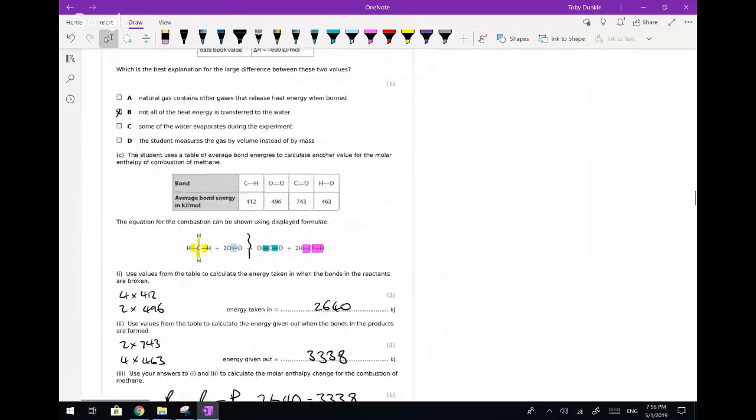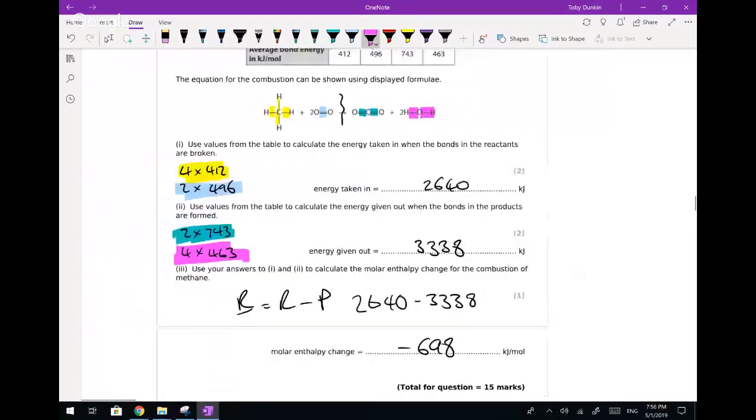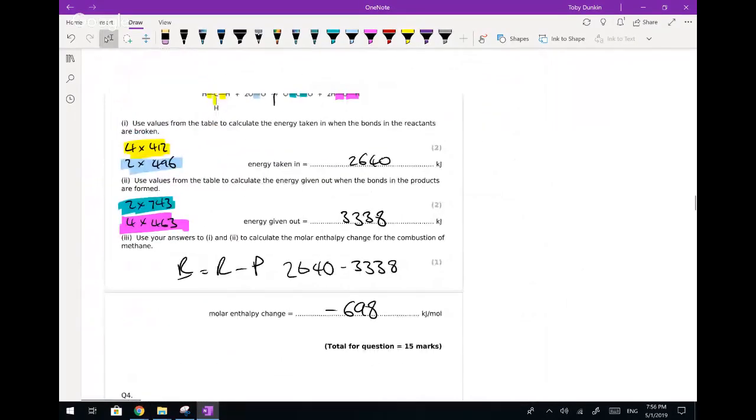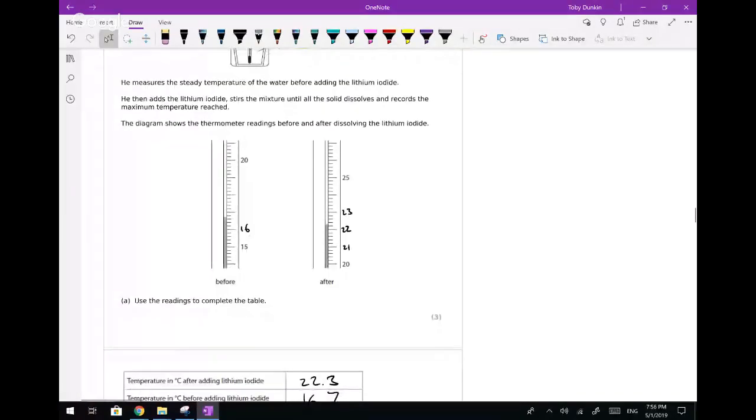Next, another one, work out your bond enthalpies. Nice way to color code them. There's your 4 carbon hydrogen bonds. There's your 2 oxygen double bonds. Then you've got your carbon oxygen double bonds there. You've got your 4 oxygen hydrogen bonds, remembering to multiply it up. Yeah, and then it gives you a value. Don't forget. Oh, this one you don't need to worry about the minus. It goes in for you, which is great.